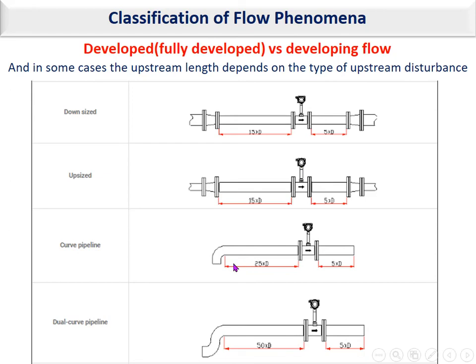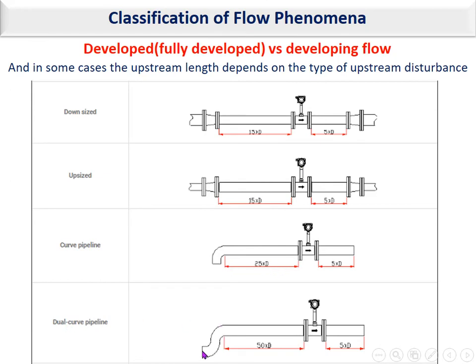This is taken from a manufacturer. I don't know which type of flow meter or which manufacturer, but what I want you to consider is that, for example, if you have a downsized pipe element here, then for example 15D is required. If you have an upsize, this is required. If you have an elbow here, for example, this is required.